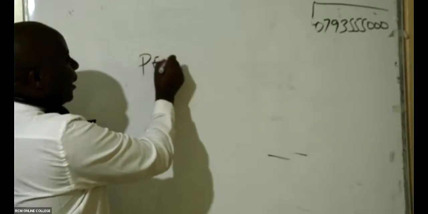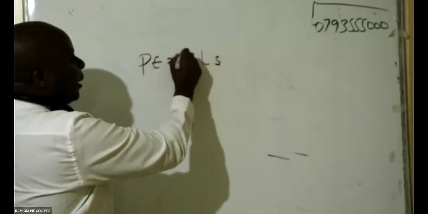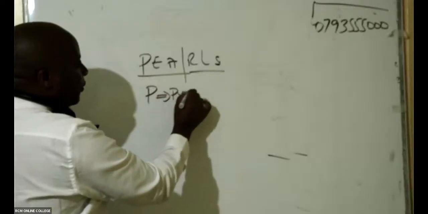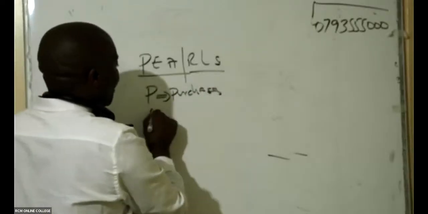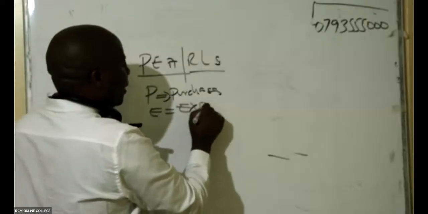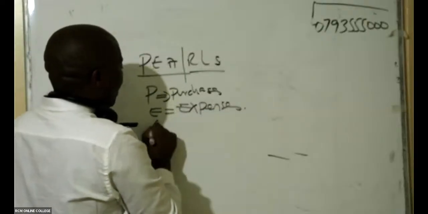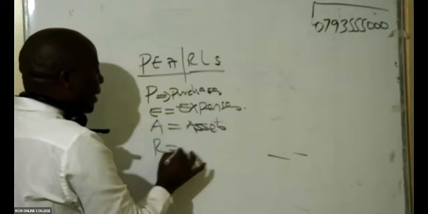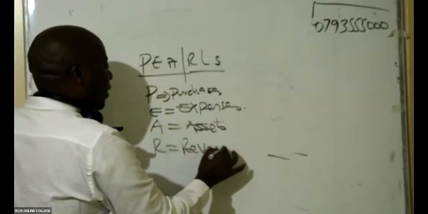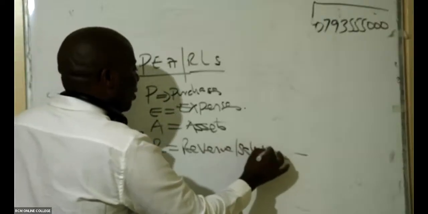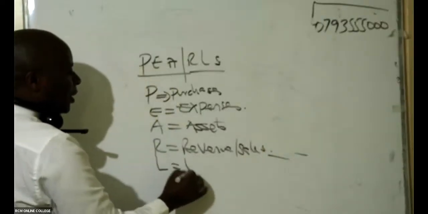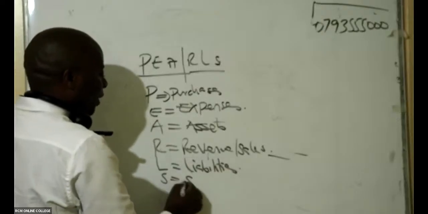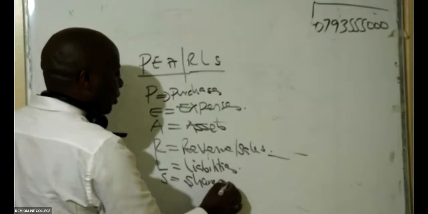The pairs here, pairs like this, will be enabling us to appreciate the double entry. So P stands for purchases. E stands for expenses. A stands for assets. R is revenue, and you see revenue is the same as sales. L is liabilities. S is the famous share capital.